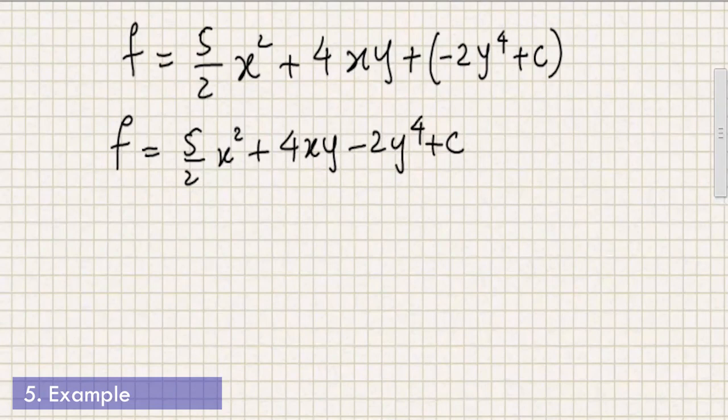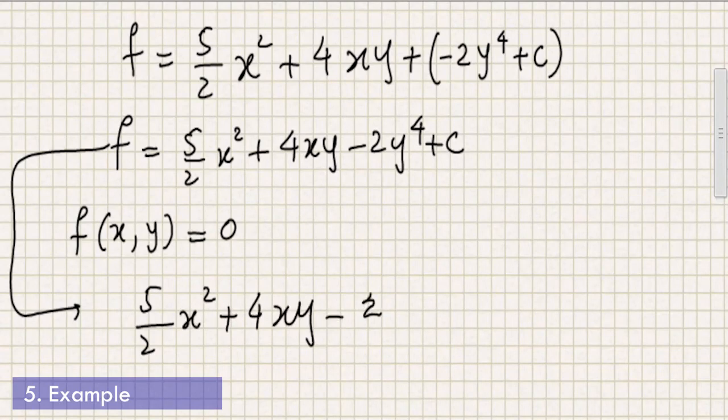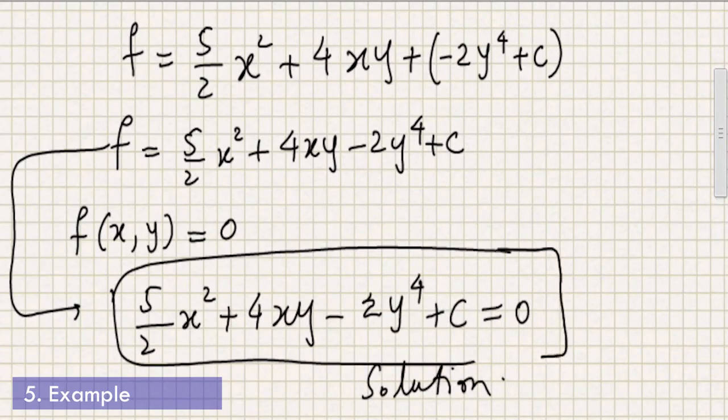So this is the final value of f, and one step is left: we have to equate this f of x comma y with 0 to reflect the solution in terms of x and y. So we do that. 5 over 2 x squared plus 4xy minus 2y to the power 4 plus c equal to 0. So this is our final solution. I hope you understood this concept and how we solved it.